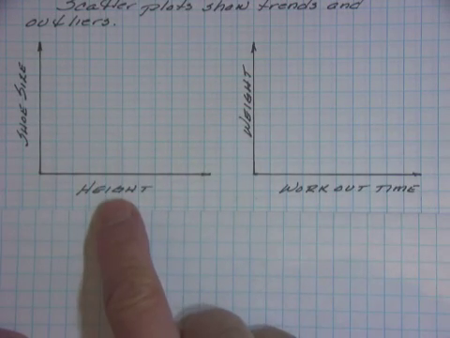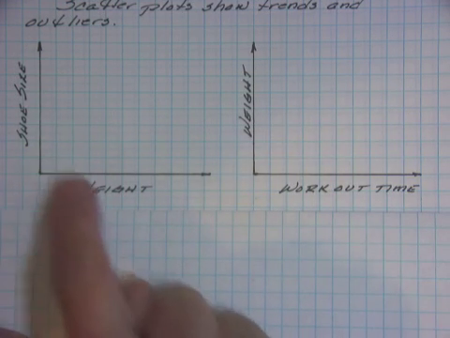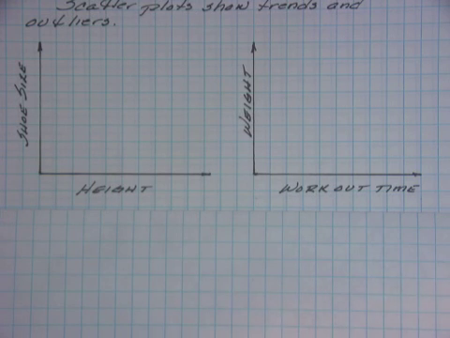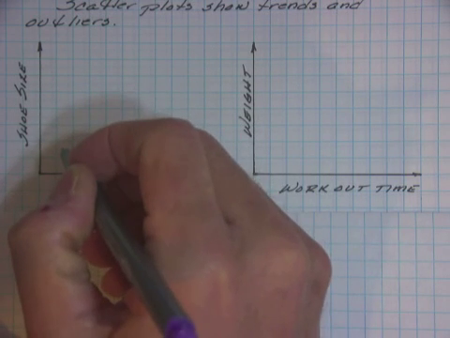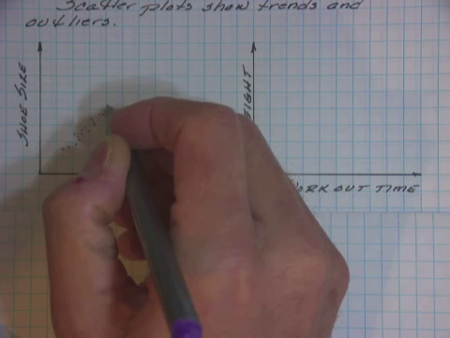So I've got two blank graphs here. One is shoe size to height, and the other is weight to workout time. Well, let's talk about the shoe size to height. Let's say you went, and we would have done this in the classroom, we would have figured out what's your shoe size and how tall you are, and you would probably expect that you would get data that would look something like this.